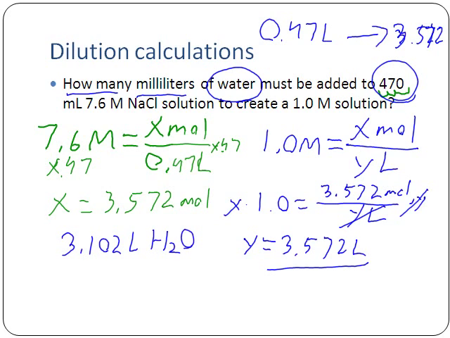Significant figure-wise, taking a look at what we've got along that, we start off here with 7.6 molar, which has 2 sig figs.